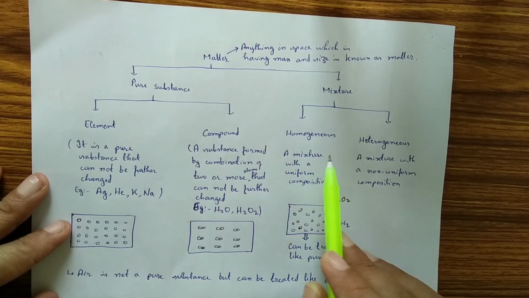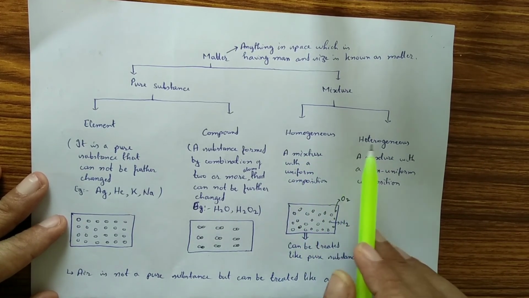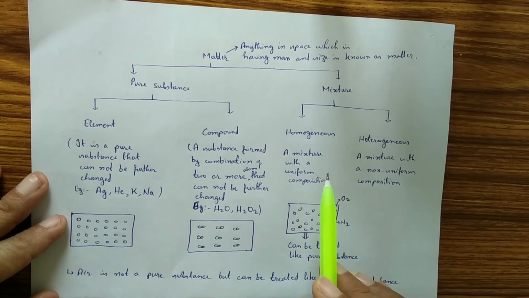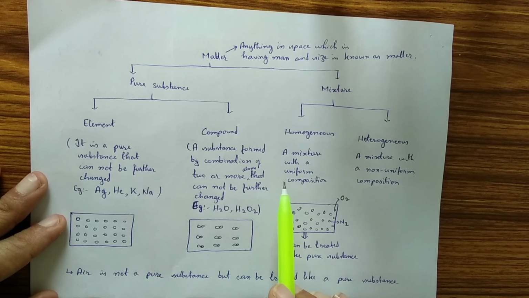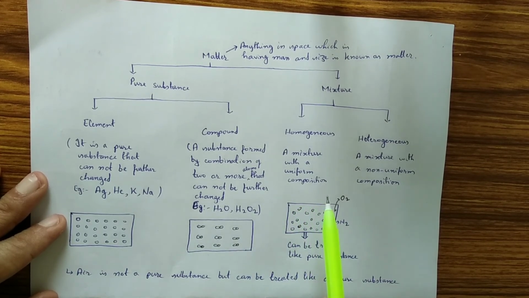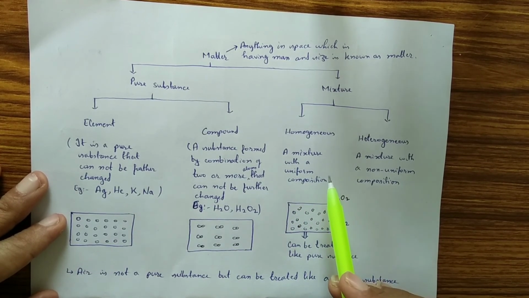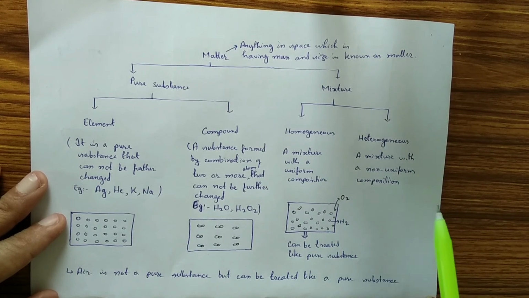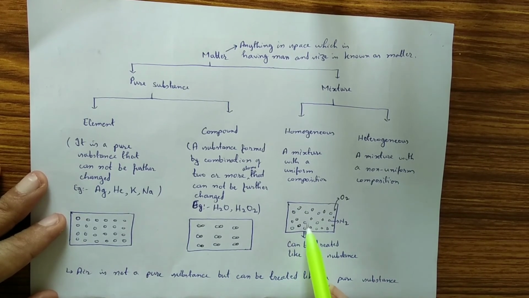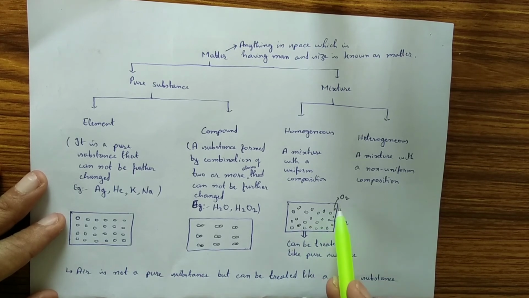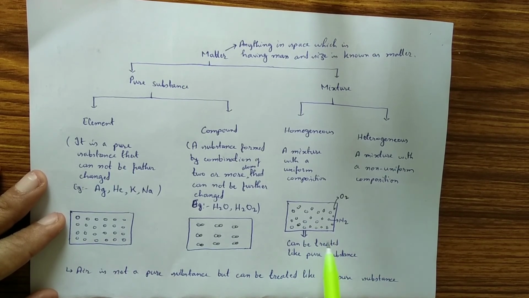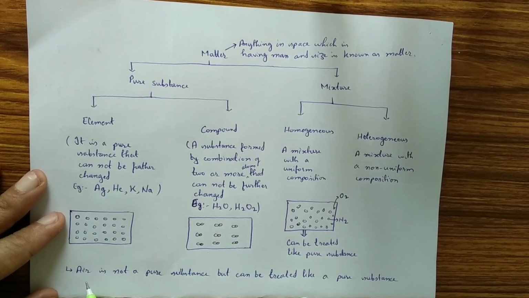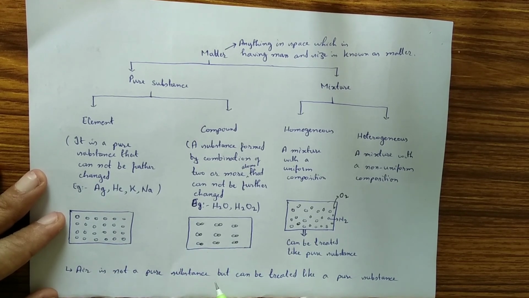Mixture can be classified as homogeneous and heterogeneous. A mixture with a uniform composition is called a homogeneous mixture, and a heterogeneous mixture is a mixture with non-uniform composition. Consider a container where we have O2, the black molecule, and N2, the blue molecule. So this can be treated as a pure substance. Though air is not a pure substance, it can be treated as a pure substance.